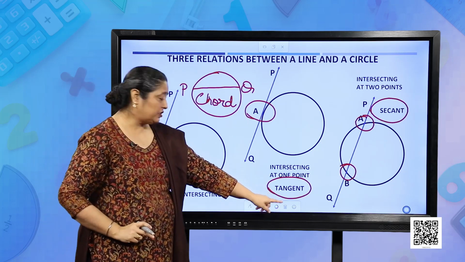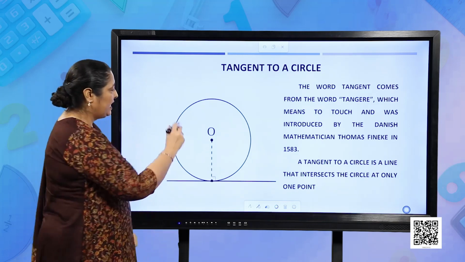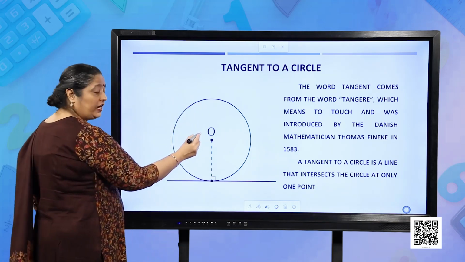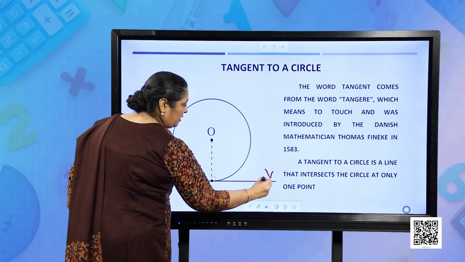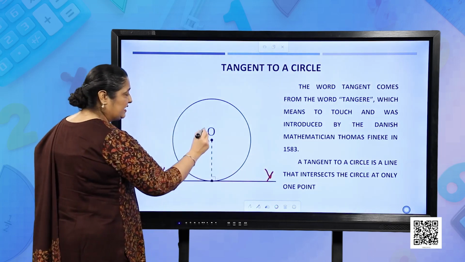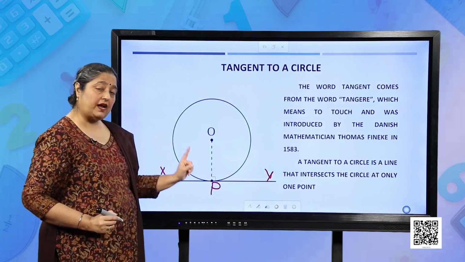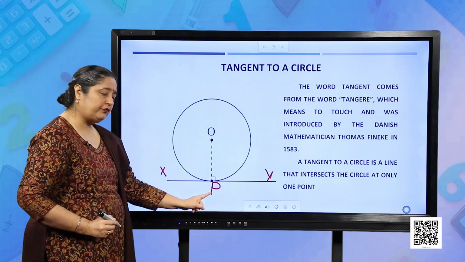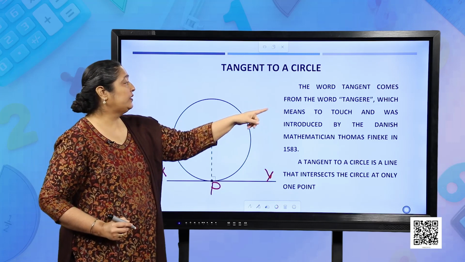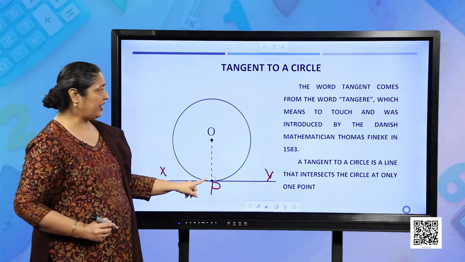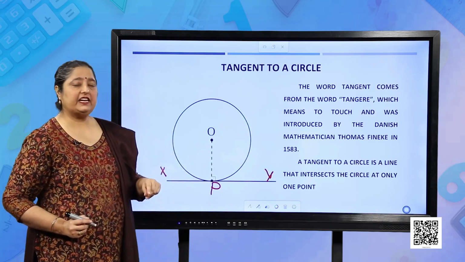But now, we are going to study about tangents, right? What is a tangent? This is a circle and a point O. We have a line, let me name this as X and Y. This XY is touching the circle at a point P, right? And what is the number of contacts? 1. The point of contact is 1. The word tangent comes from the word tangere, which means to touch. It is touching the circle, right? And it was introduced by the Danish mathematician Thomas Finnecke in 1853.